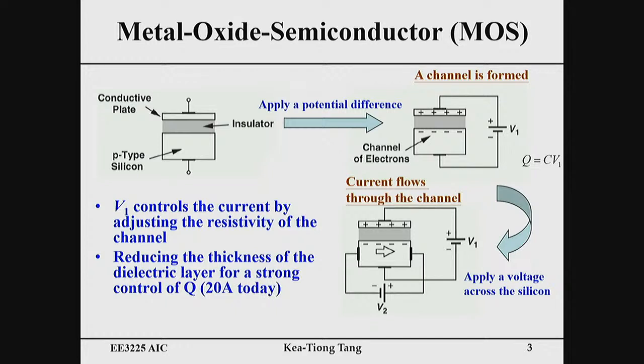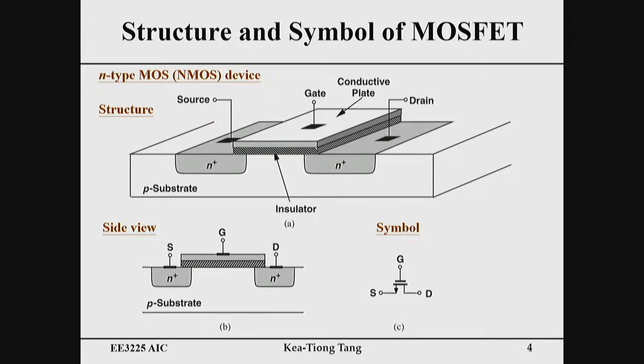So we have two electric fields. One is vertical, which generates the electrons in the channel. And the other one is the horizontal electric field, which will force these generated electrons to flow in the channel. So basically, there are two terminals beside the gate. One is source and another one is the drain. And how to define source and drain depends on the bias voltage.